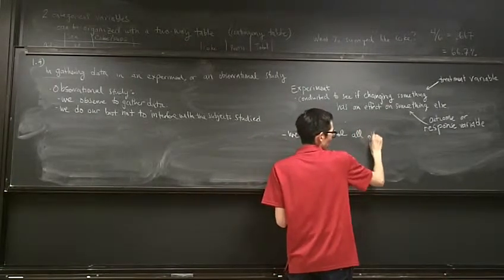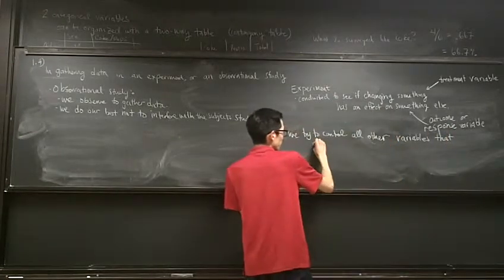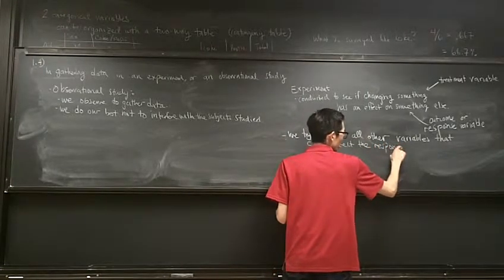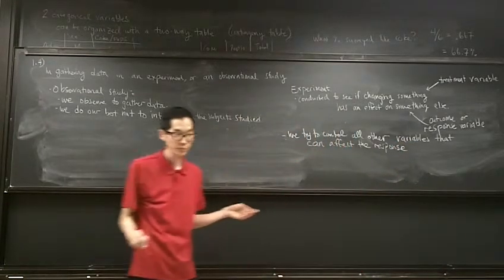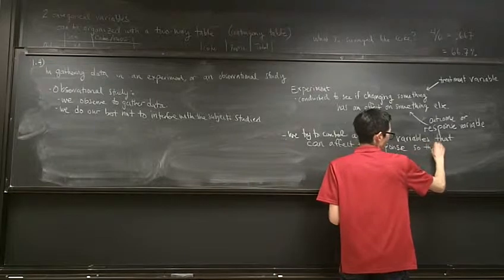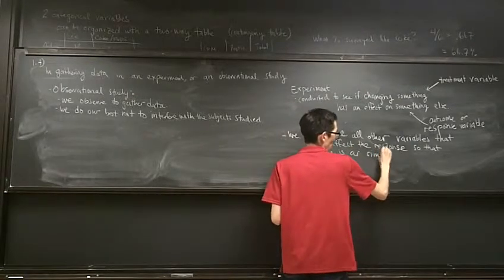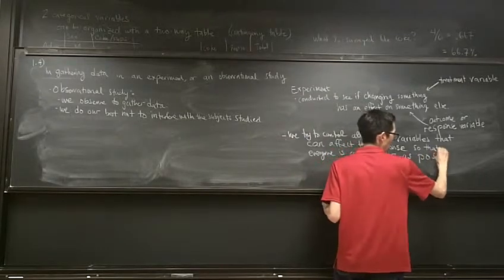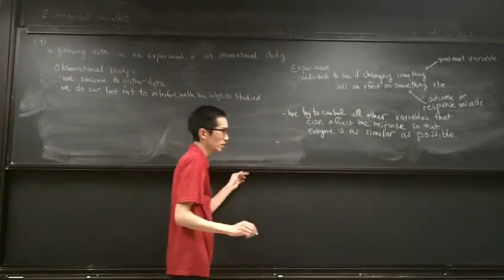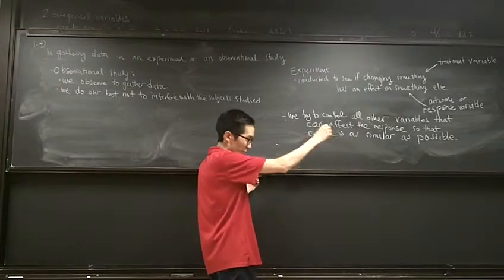all other variables that can affect the response. Okay. It's not always possible, okay, but we try it, okay? We try to control all other variables that can affect the response, so that everyone is as similar as possible. And if there's a difference between the two groups at the end, then that difference can be attributed to the treatment variable.